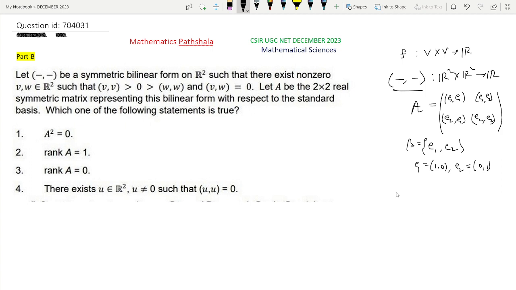Now look at the options. Option 1 is A square equal to 0. Option 2 is rank A equal to 1. Option 3 is rank A equal to 0. And option 4 is there exists some u not equal to 0 belonging to R2 such that (u,u) equal to 0.